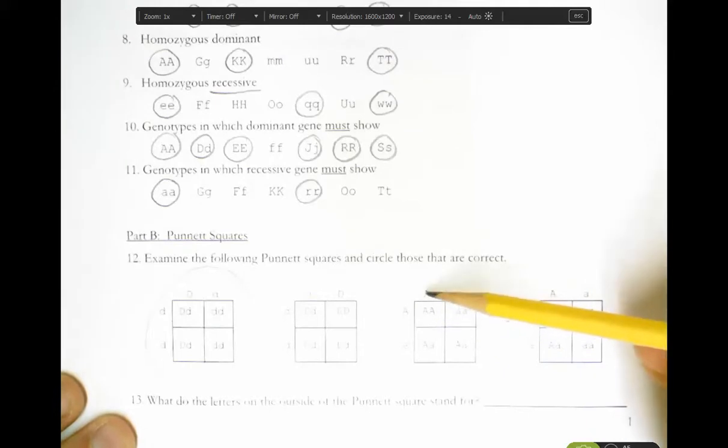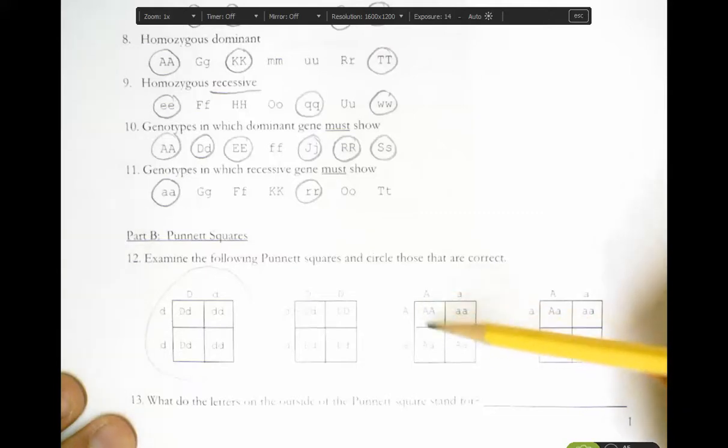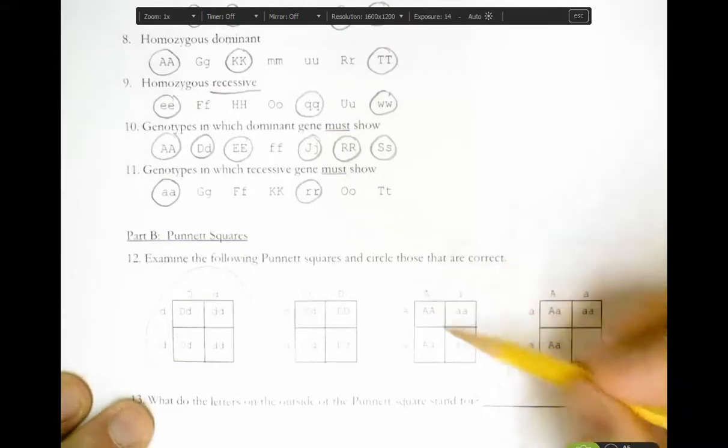Next box. Uppercase A comes down, uppercase A comes across. Is that box correct? Yes. Lowercase a comes down, uppercase A comes across. Is this box correct? No, I see lowercase a, lowercase a. We were supposed to bring that uppercase A across, so that one is not correct either.